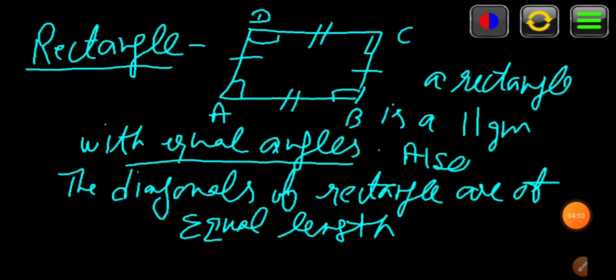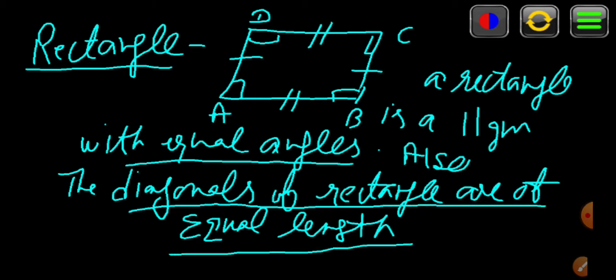And also, what main conclusion you can draw? The diagonals of a rectangle are of equal length, and being equal in length, they bisect each other.